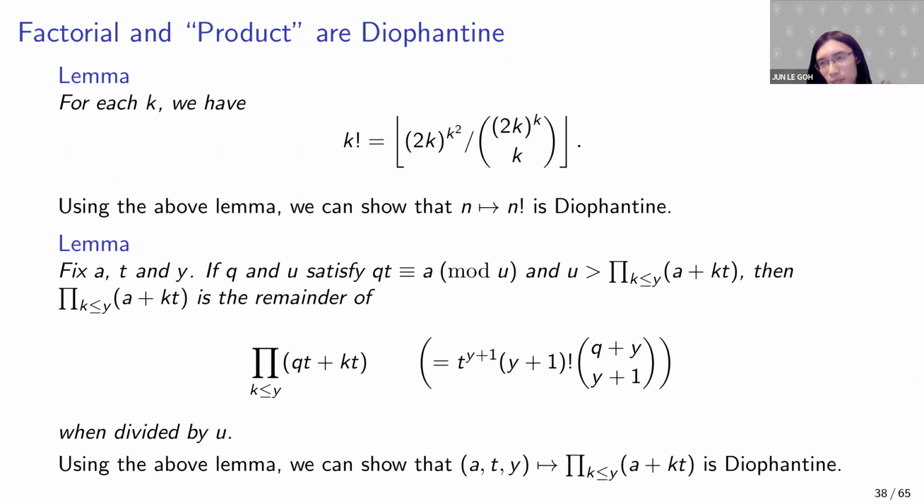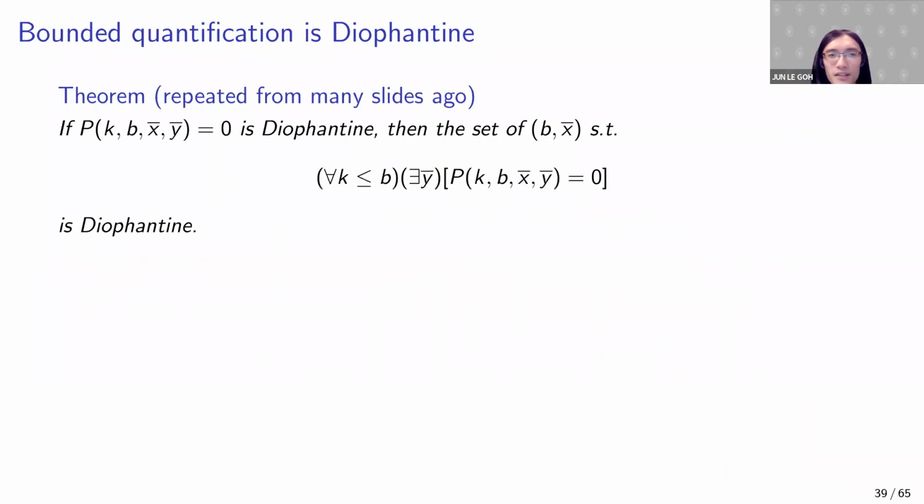Okay, well, now let's go to bounded quantification. So this is the theorem that we want to prove, right? This is the theorem that says that the Diophantine relations are closed under bounded quantification. So we're saying that if you have P, which is Diophantine, then the set of B comma X such that for all K less than or equal to B, there is some Y such that P(K, B, X, Y) is 0. This is also a Diophantine set.